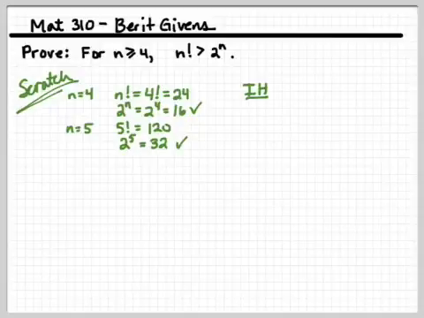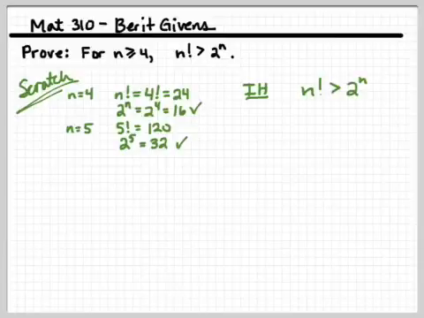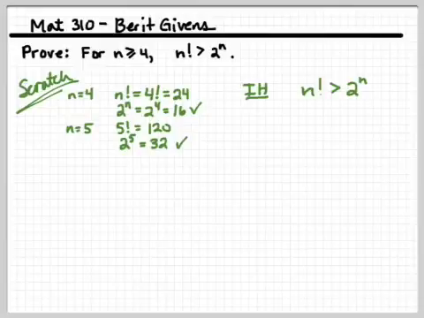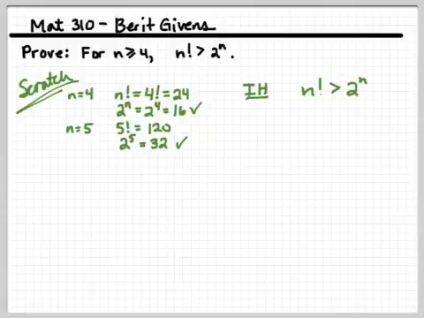For our inductive hypothesis, we would assume that n factorial is greater than 2 to the n. You could say k factorial is greater than 2 to the k, or m factorial is greater than 2 to the m. It's a dummy variable, so whatever variable you want. Now I'm going to want to prove the same statement but with n plus 1 instead of with n. So I'll start with the left-hand side with n plus 1 factorial.